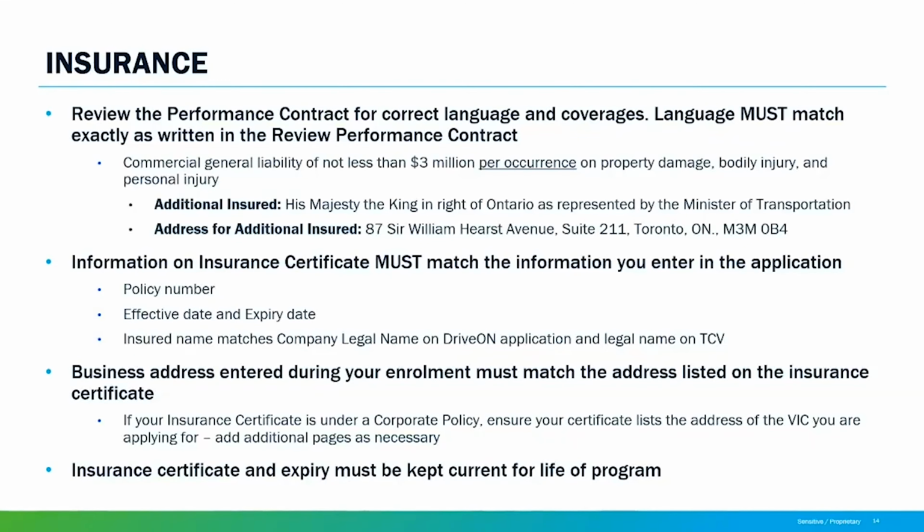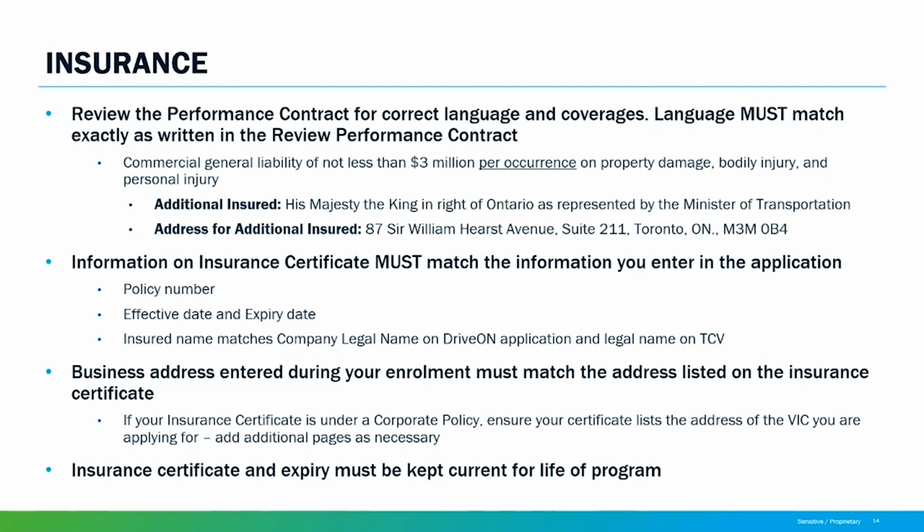Please review the performance contract for the language required on the insurance certificates, as the language on your insurance certificate must match exactly as written in the performance contract. If it does not, your application will be sent back for correction. For example, the commercial general liability on the insurance certificate that is required for both fleet and public inspection centers cannot just say $3 million. It must state the language as per the performance contract, which is $3 million per occurrence on property damage, bodily injury, and personal injury.